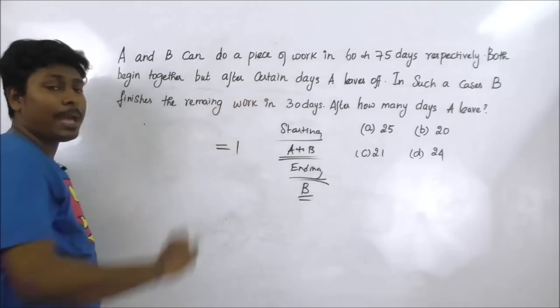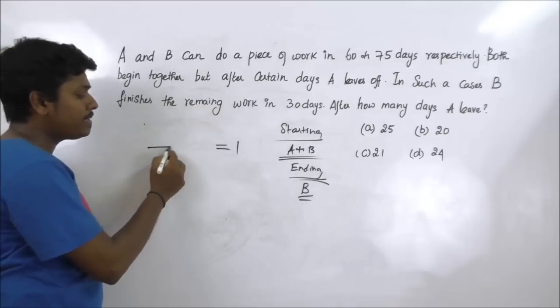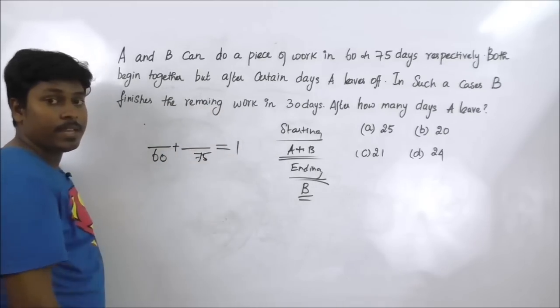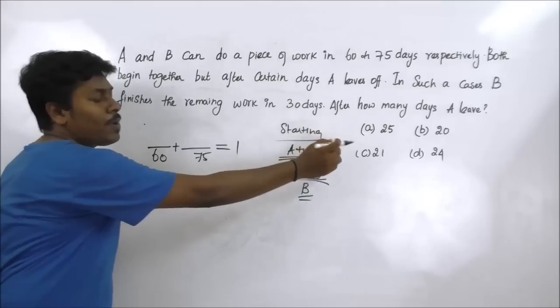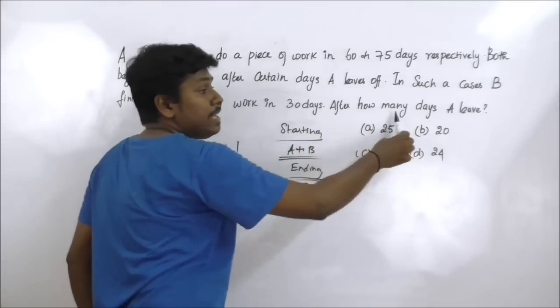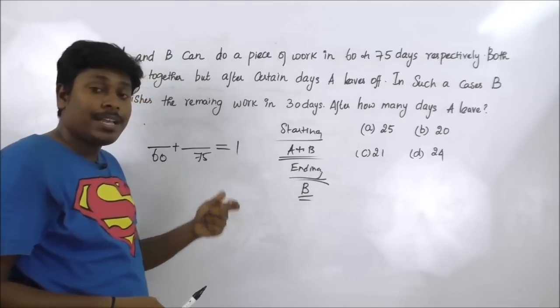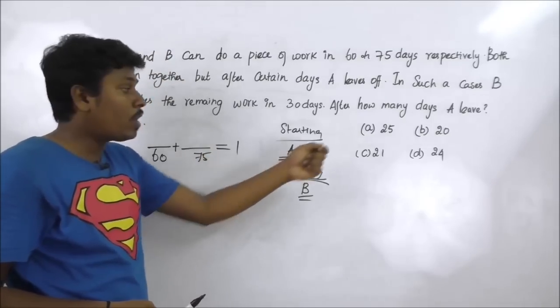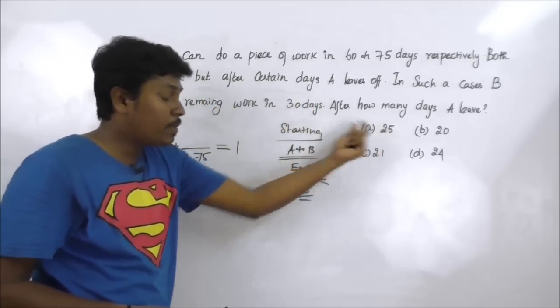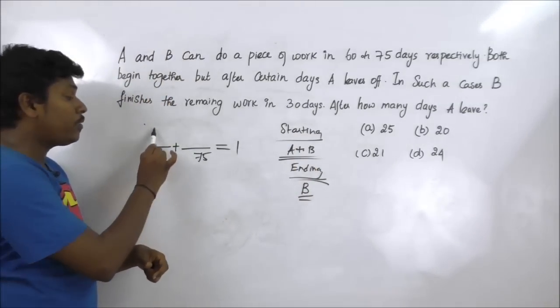Just see here, what about the capability of A? A can complete a job in 60 days. What about B? B can complete a job in 75 days. Right? So, just put the option number 1. What is option number 1? A is 25. They were asking how many days A leaves off. So whatever value you are substituting from the option, you should put for A. Right? So the first option is 25. I am just going to put 25 here.